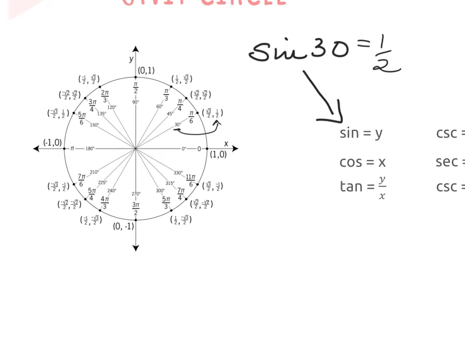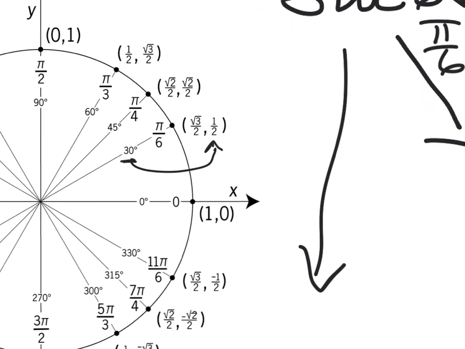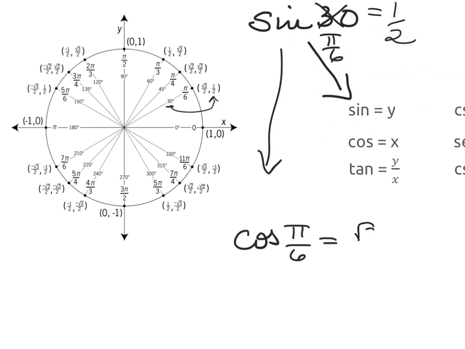If I said find cosine, and I'm not going to give it to you as 30. Actually, this question wouldn't have been sine of 30. I would ask you, what is cosine of pi over 6? So I'm not going to put 30 here anymore. I'm going to put pi over 6. Cosine looks at the x of the ordered pair, and this is going to be root 3 over 2.